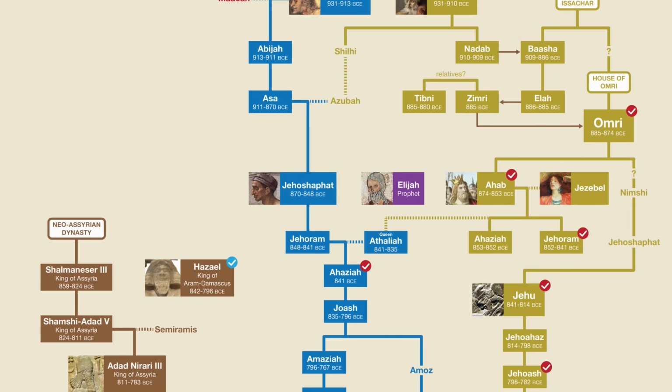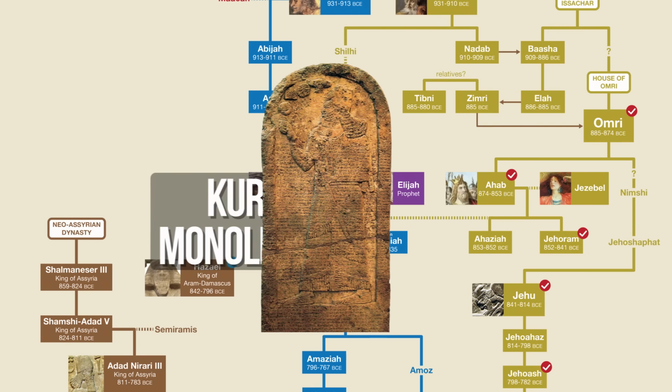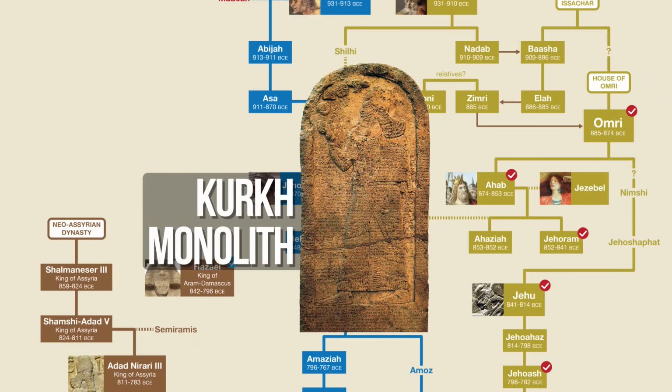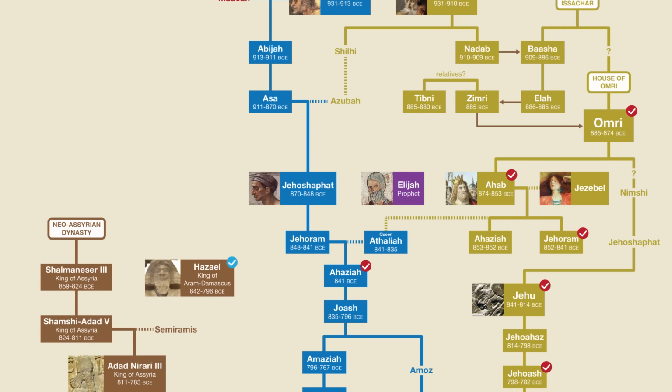Ahab and Jezebel were famous for promoting the worship of the god Baal instead. So whenever something went wrong, the Southerners blamed it on the fact that the Northerners worshipped the wrong god or gods. Ahab has a red checkmark because he shows up in a set of Assyrian monuments, known as the Kurkh monoliths, currently located at the British Museum. In those inscriptions, the Assyrian king Shalmaneser III claims that he defeated 2,000 chariots and 10,000 soldiers of Ahab the Israelite.